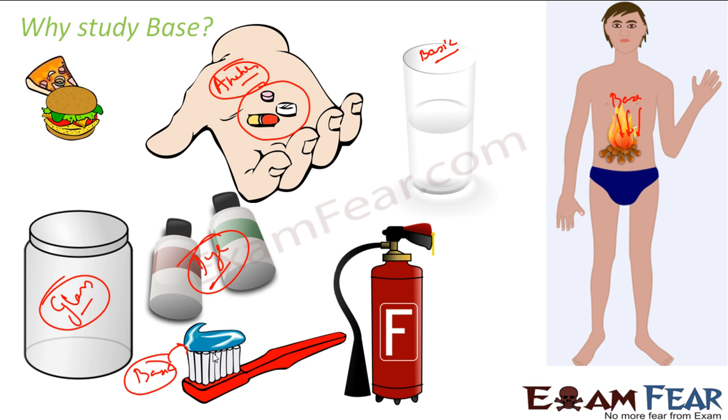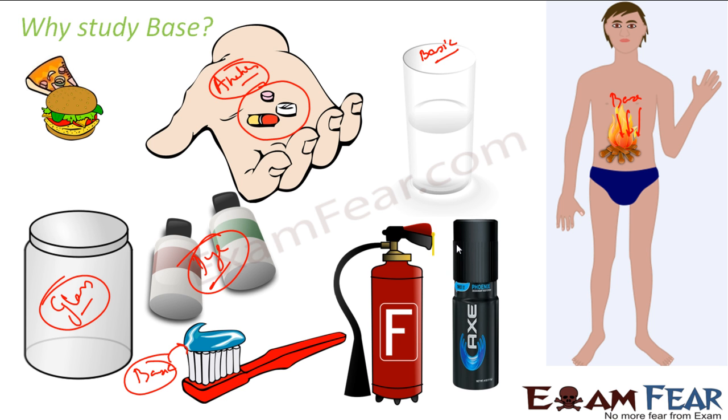So the toothpaste is a basic thing, and the fire extinguisher we use is also basic. The deodorant is also basic. If you see, the perfume was acidic, and that's why we never used to apply perfume directly on our body. The deodorant is basic, it doesn't harm the body that much, so we can apply the deodorant directly to our body parts. So these are some of the applications of base in real life.